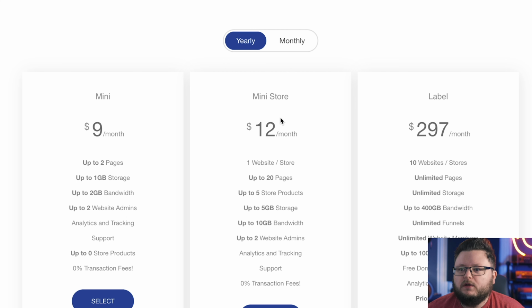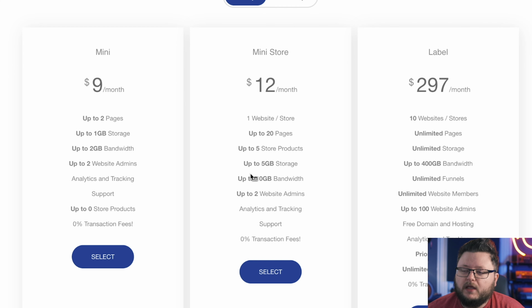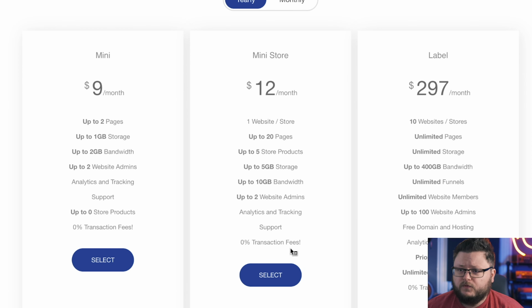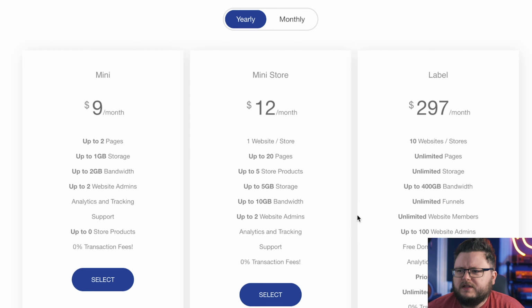Now, we also have Mini Store, and this is kind of the same thing. It's hard to find a store platform for less than $20 a month. And so I thought we could offer just 5 products and 20 pages, 10 gigs bandwidth, 5 gigs storage, 2 admins here. So for $12 a month, you can launch a store, right? And that I think is really amazing because I'm not personally aware of any platforms where for $12 a month you could launch an online store for your music, especially one that's specifically made for music, right? So that's all of our plans.